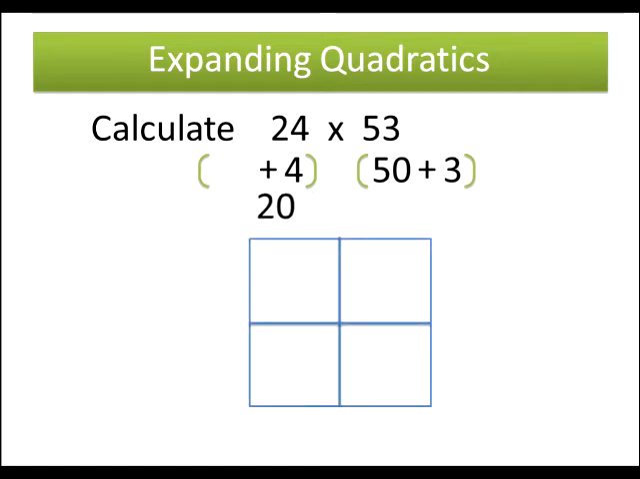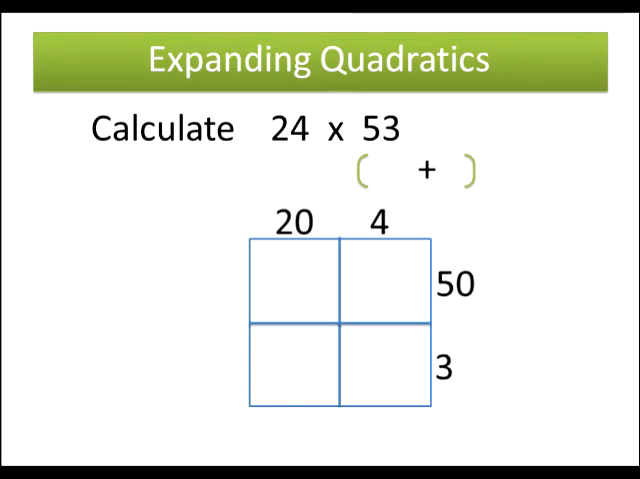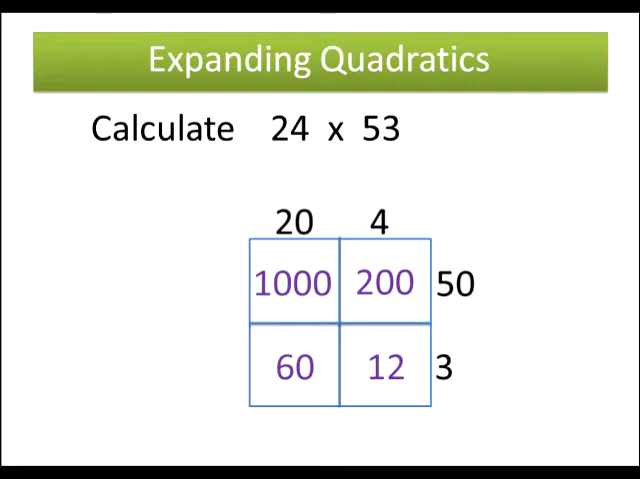You'd pop your 20 and your 4 along the top, and the 50 and the 3 along one of the sides, and I like to use the right hand side. Now you would then multiply this grid together to form these numbers, and I'm going through this very quickly because it's a skill that you should already know 100% fluently to access this video. And you would add those four numbers together to get the answer.